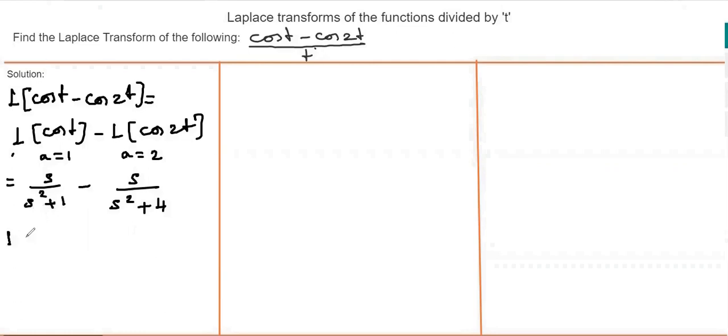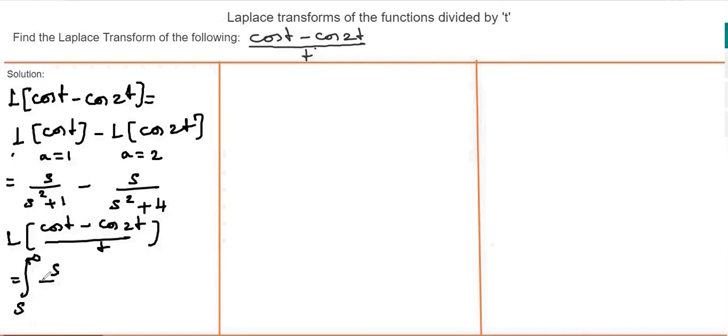Now we can directly apply the method divided by t. So cos t minus cos 2t over t equals, we have to integrate the values we found. So what is this? Integral s to infinity s by s square plus 1 minus s by s square plus 4, and with respect to what we have to integrate, it is ds.